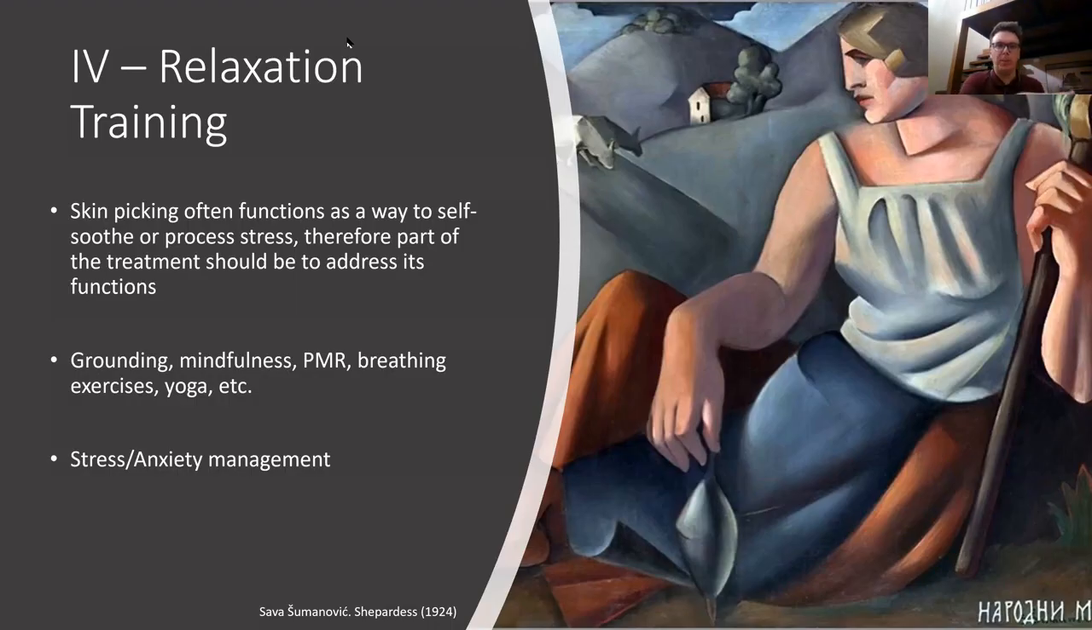So one thing that you do in parallel from the beginning, so this is written as stage 4, but start with this as soon as you start with awareness training, is to do relaxation training. Skin picking often functions as a way to self-soothe or to process stress or intense emotions. And therefore a part of treatment should be to address what picking actually does. So if self-soothing or calming or processing emotions or focusing is something that skin picking does for you, then you need to find a way to replace its function from the very beginning.